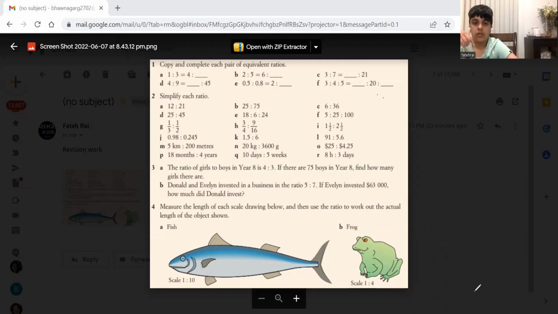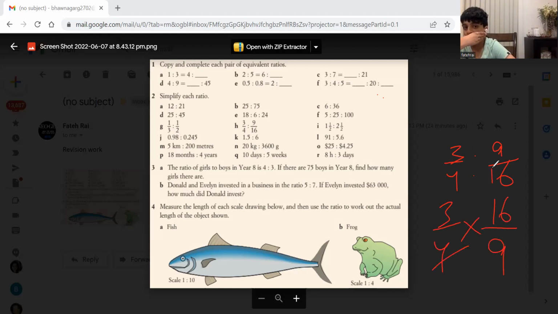This is a time option. 3/4, 9/16. So the first fraction stays as it is, multiplied by the reciprocal of the second fraction. 4 times 4 is 16, 3 times 3 is 9. So we are left with 4/3. So it gives us the simplified ratio 4:3. Clear? Oh, okay.